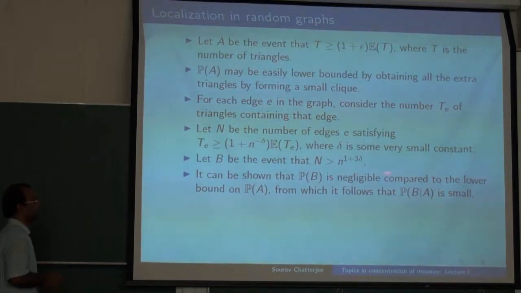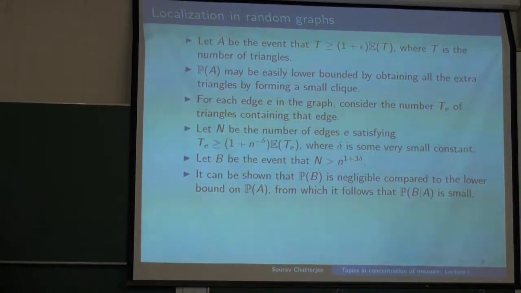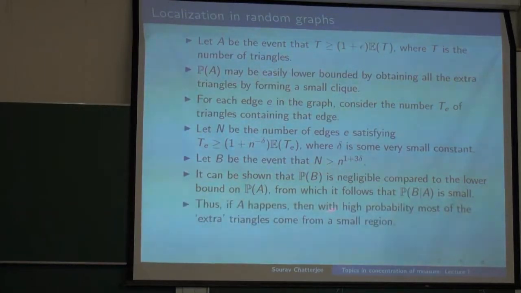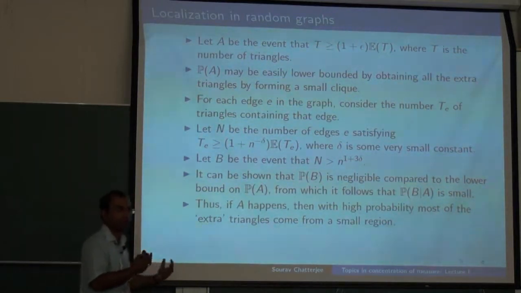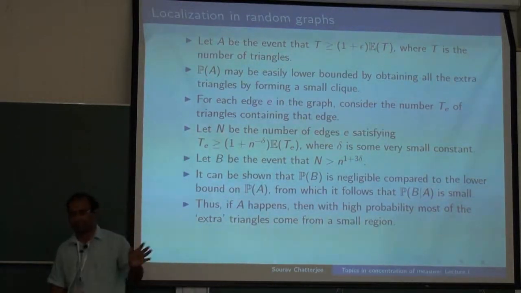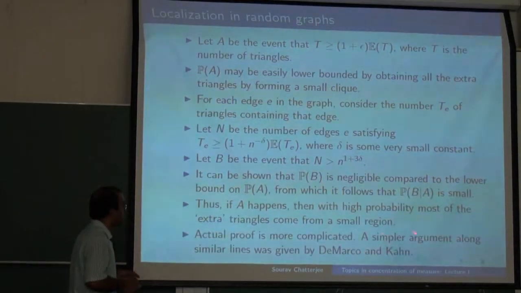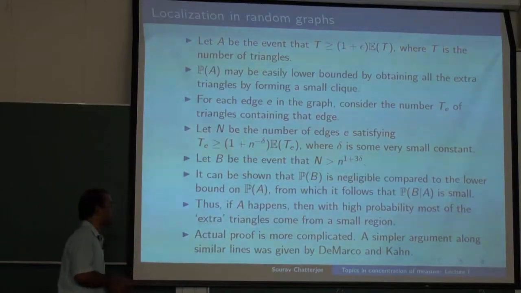And then you show that the chance of b is negligible compared to this lower bound and the chance of this event, from which it follows that the probability of this conditional thing is small. So this will imply that, conditioned on this, with high probability most of these extra triangles are in a small region, supported by a small number of edges. So this is a very simplified version. The actual proof is much more complicated, and it was simplified later on by DeMarco and Kahn.